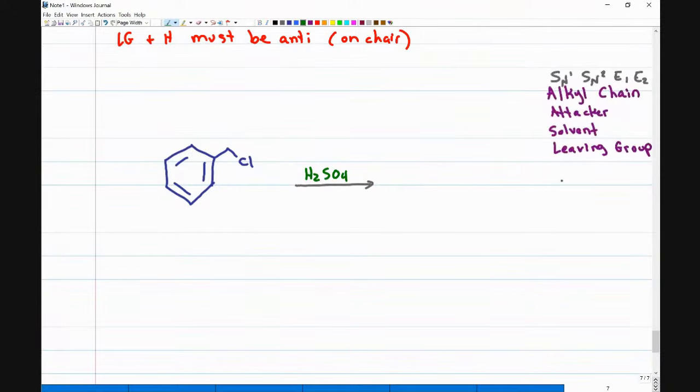And the question is SN1, SN2, E1, E2, and how did you know? Well, let's go through the checklist. Actually, let's go through the checklist backwards. We'll start with the leaving group. Chlorine is a good leaving group, and so doesn't tell us anything except that the reaction can happen.